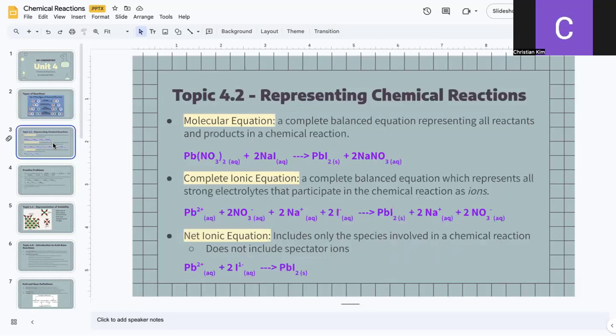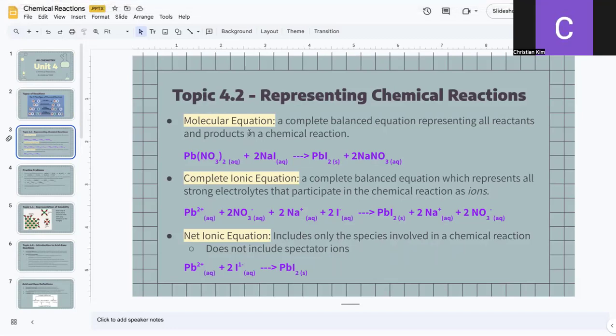Along with the different types of reactions, there are different ways you can represent these chemical reactions. The most familiar, which comes from stoichiometry, is known as a molecular equation, which is the complete balanced equation to represent all the reactants and products in a chemical reaction. The example I have here is lead nitrate reacting with sodium iodide, which gives us solid lead iodide and sodium nitrate. That's the way you might be familiar with the molecular equation from stoichiometry.